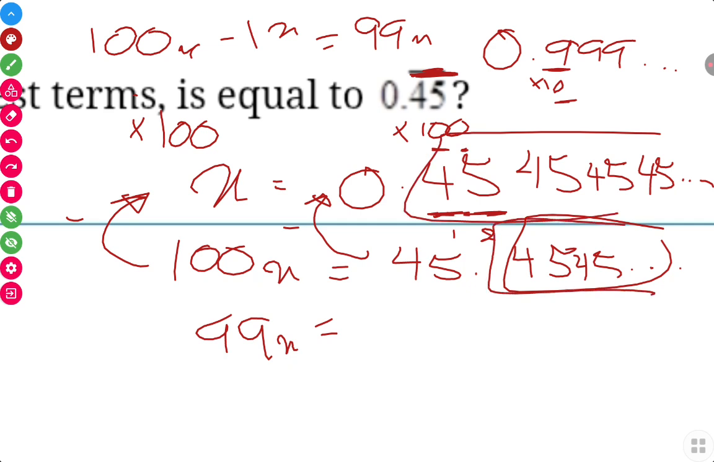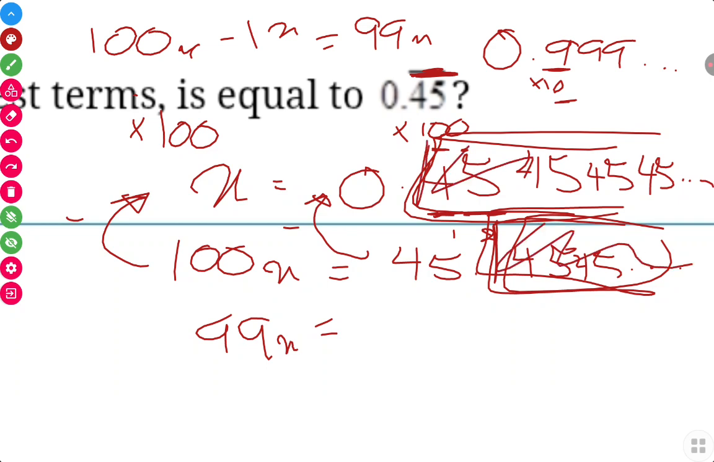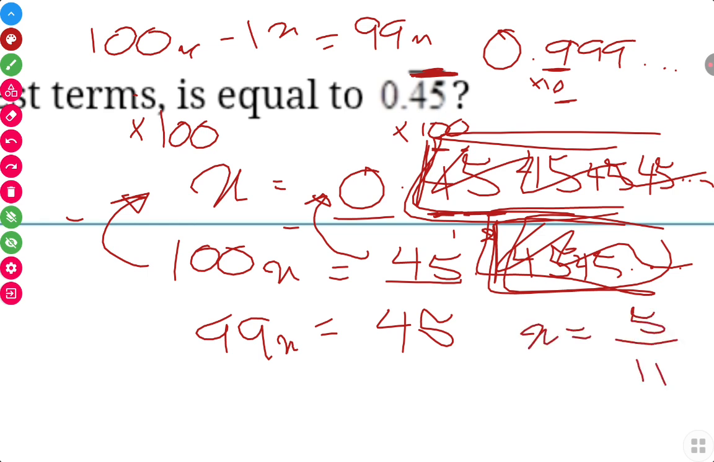These two, everything after the decimal point will cancel out, because you have the exact same amount of numbers after the decimal point, over here and over here. So these numbers are just going to cancel out. Okay, 45 minus 0 is 45. So you get 99x equals 45. So now you solve for x. 45 divided by 99 is equal to 5/11.